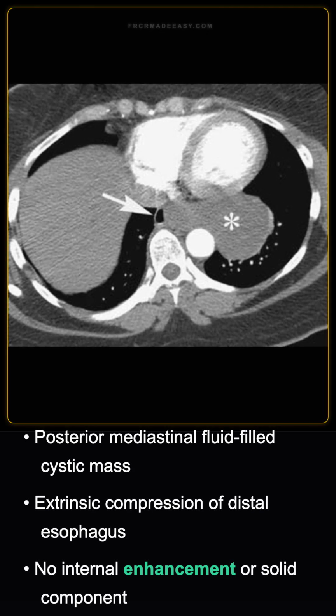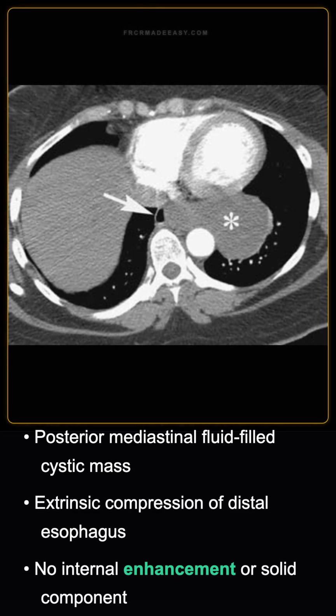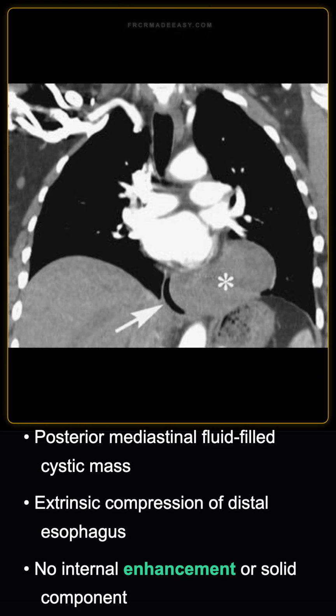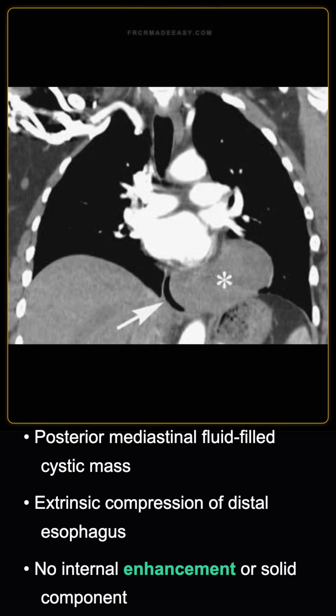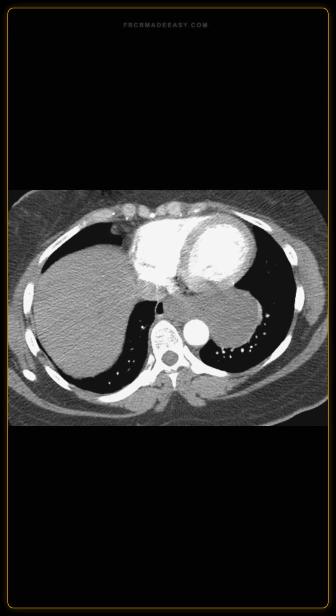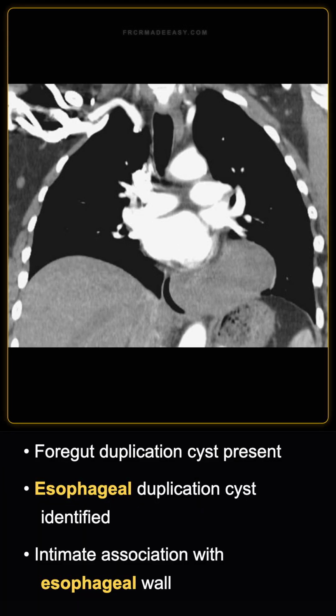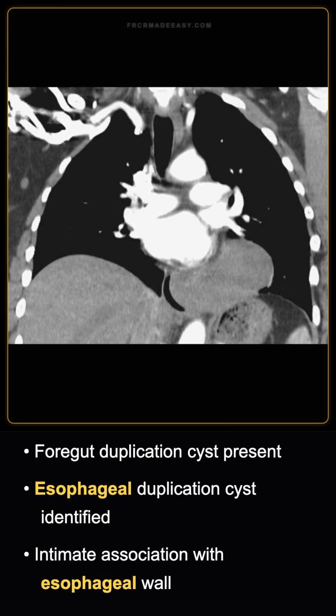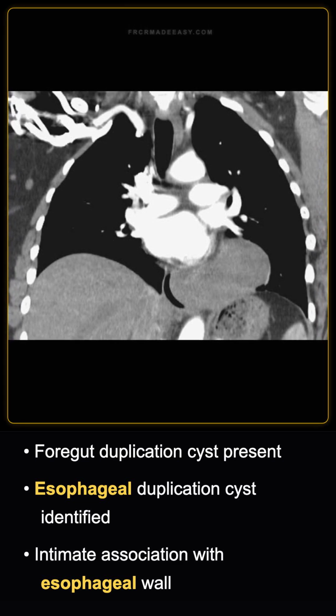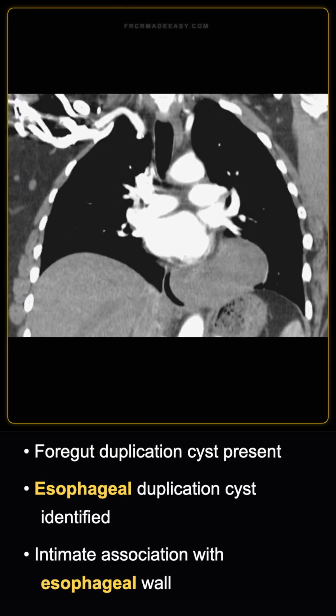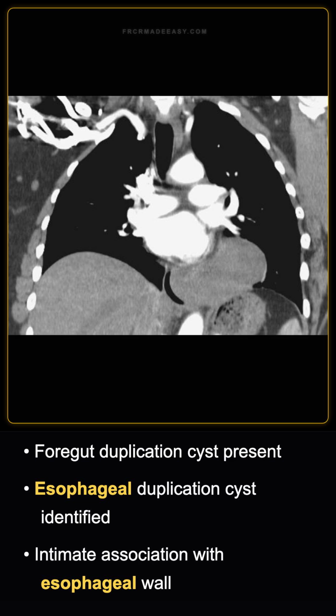The mass is inseparable from the distal esophageal wall and causes extrinsic mass effect, deviating the esophageal lumen. There is no internal enhancement or solid component. What is your primary diagnosis? The primary diagnosis is a foregut duplication cyst, specifically an esophageal duplication cyst, given its intimate association with the esophageal wall.